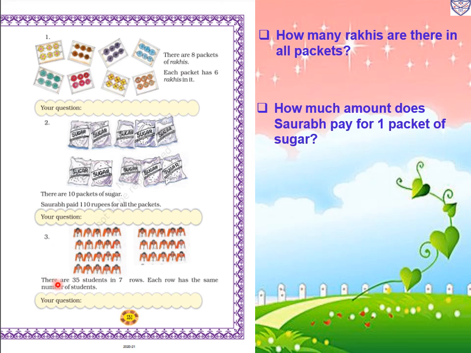Now number 3, there are 35 students in 7 rows. Total how many rows are there? 7, and total 35 students are there. Each row has the same number of students. So we have to create the question. How many students are there in each row?